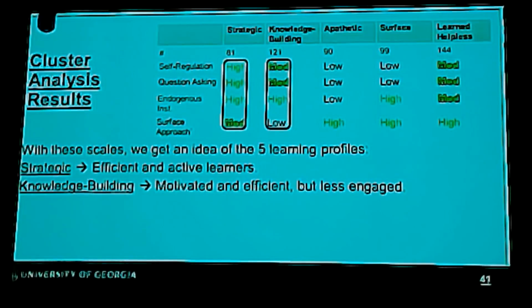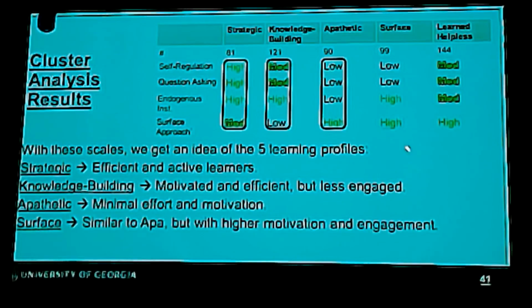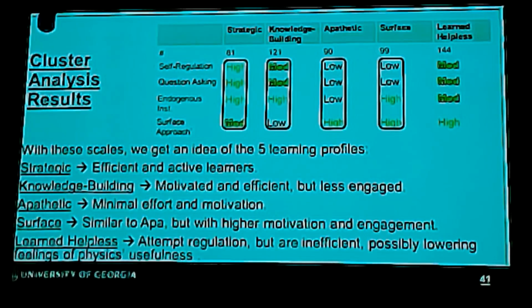not struggling. Next, we have an apathetic student, low motivations, low strategic self-regulation, high surface approach. They're struggling with the course. We have a surface student who's not really engaging as much, but they still understand why the course is important, but they're also struggling with it. And last, we have a learned helpless student who's not really applying the things they should, that's affecting their motivation, and they're struggling in the class. So we see these same 5 profiles in our data here.